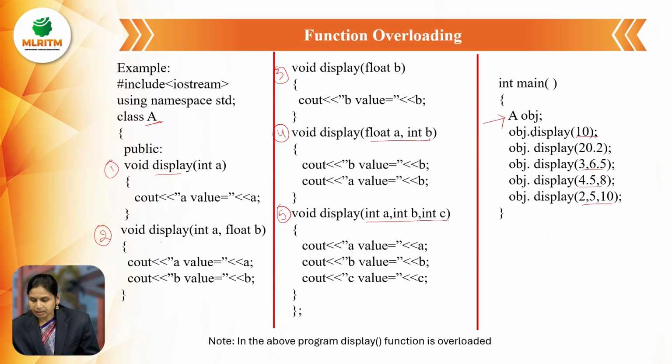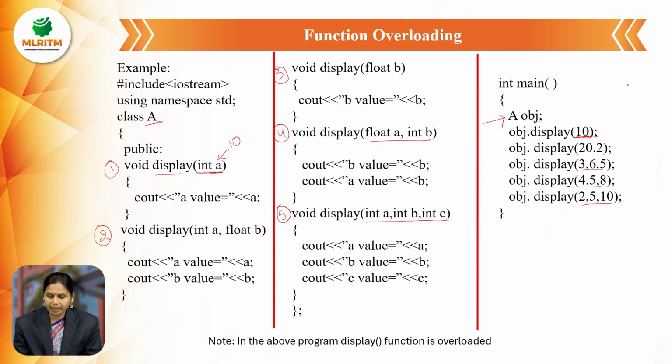First, we call the display function with only one parameter. Then control goes to the first display function. The function name is the same and the number of parameters matches, that is 1. Here what are we passing? Integer. This function also contains an integer. So that value is passed to variable A.